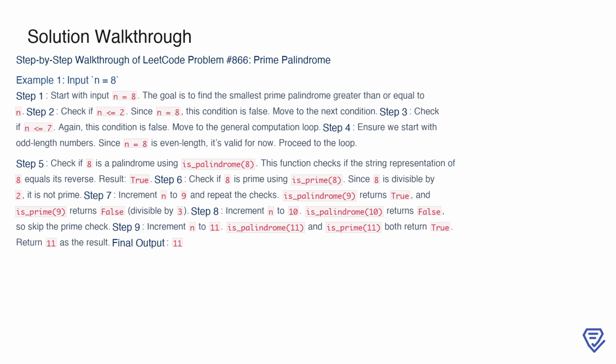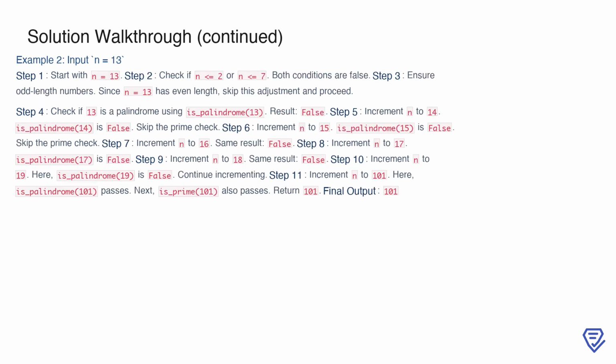Finally, when n reaches 11, it is both a palindrome and a prime number, so we return 11 as the result. Now, let's work through an example with the input value n equals 13. As before, we first check if n is less than or equal to 2 or 7. Since neither condition is true, we proceed.